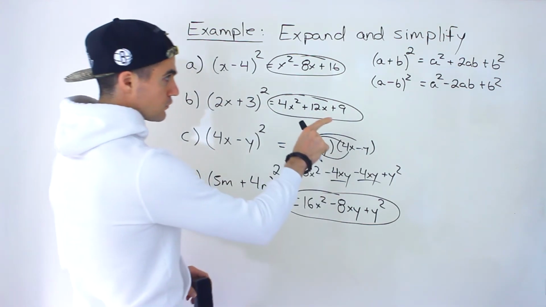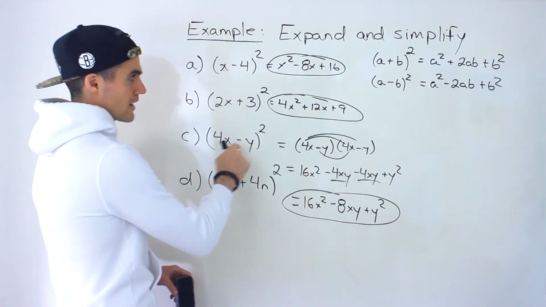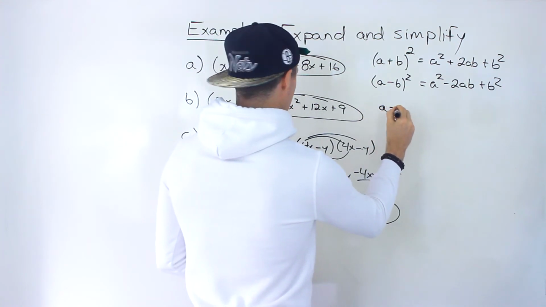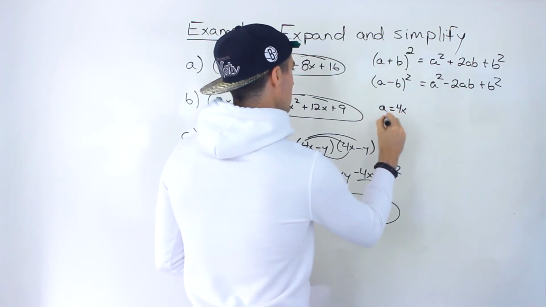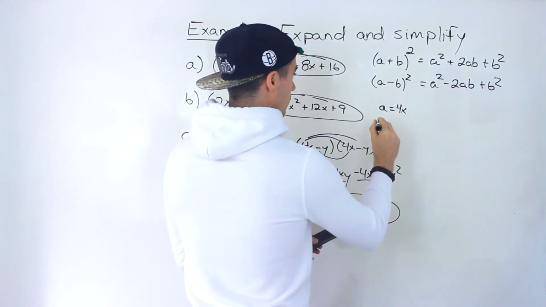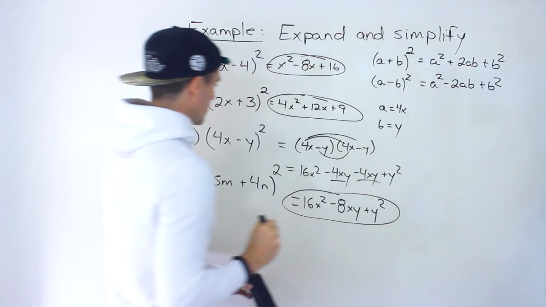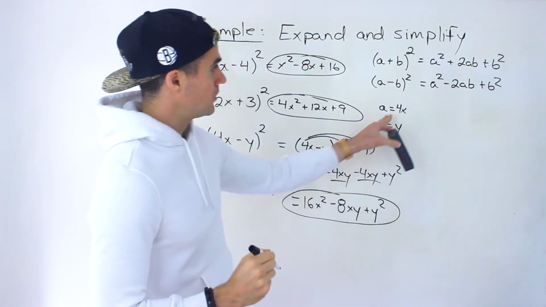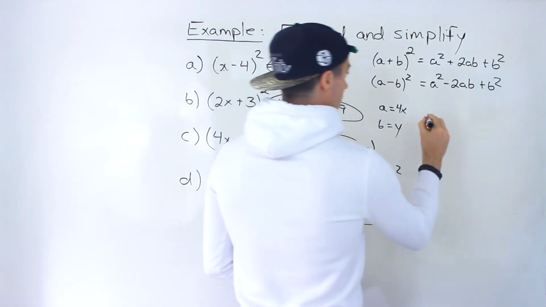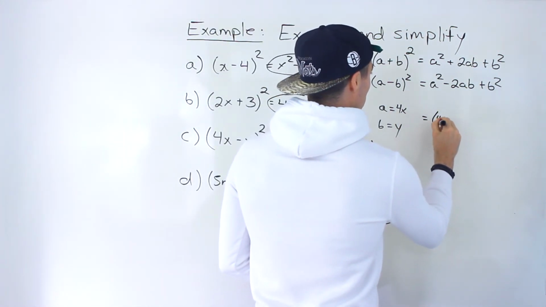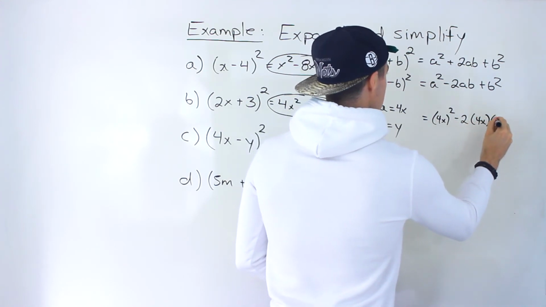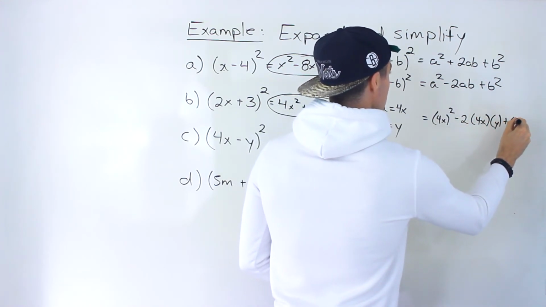Now, if we do it with the formula, because there's a subtraction, we're going to apply it to this over here. So it's like the a is 4x, and the b rather is y. Right, and so now we just got to plug in the 4x and y for the a and b respectively to the right side of the formula.